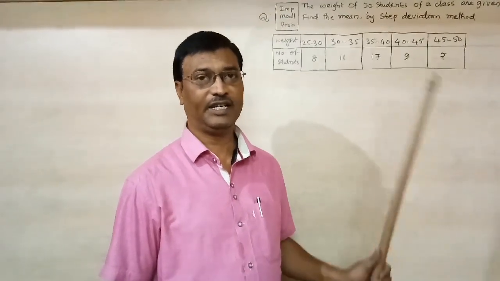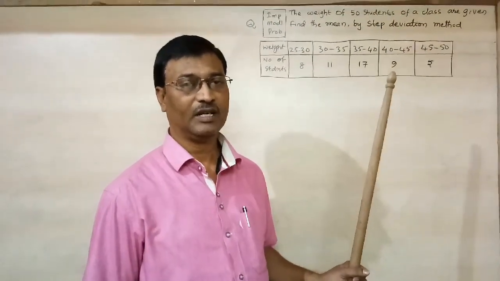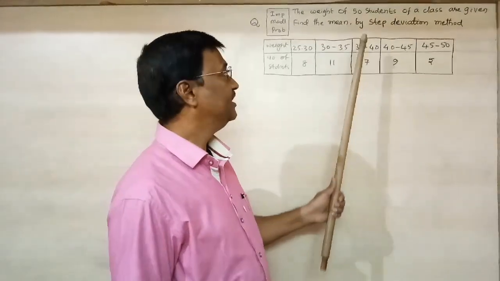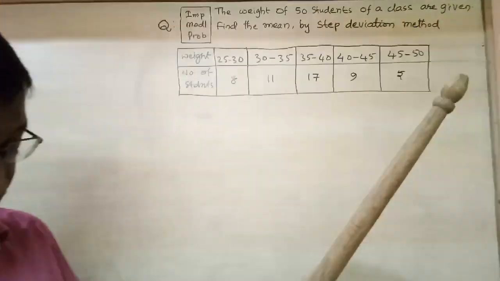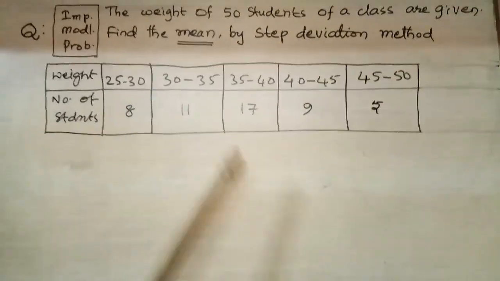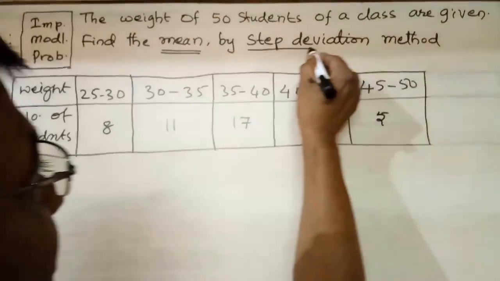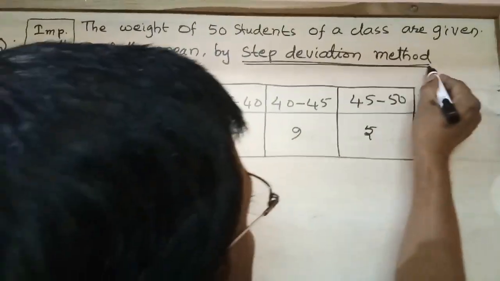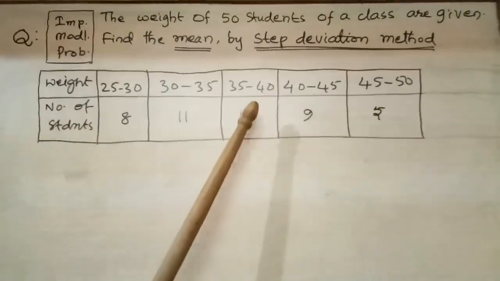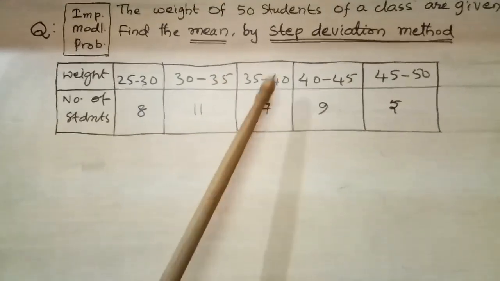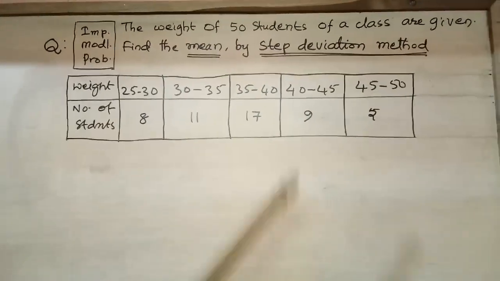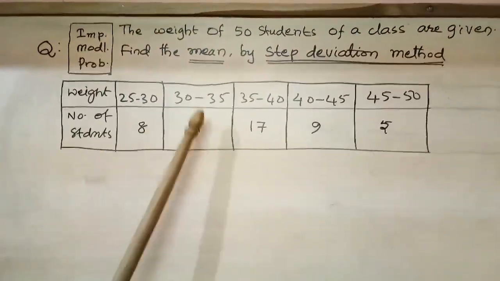Okay, this is a very important model problem: finding the mean by using the step deviation method. Step deviation method is very important in our statistics. To find the mean for grouped data, we should use the step deviation method only. First, here is the given table.